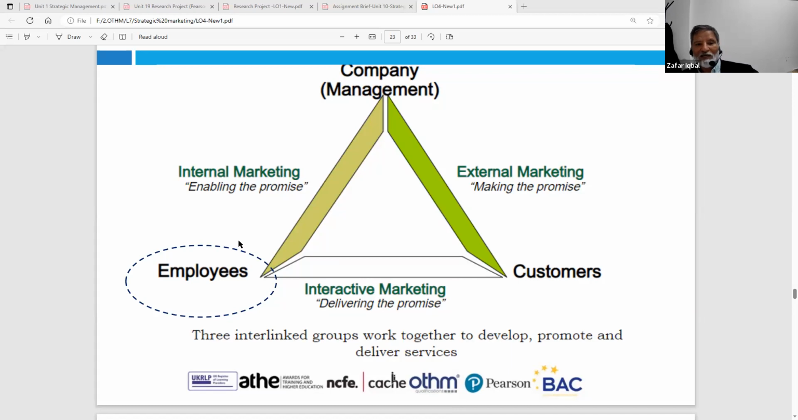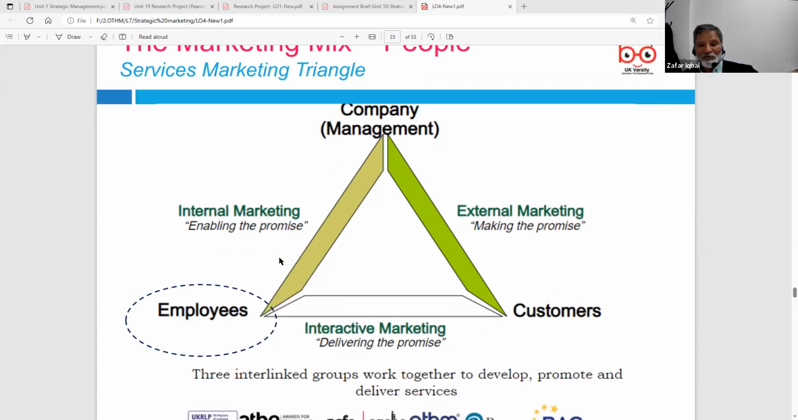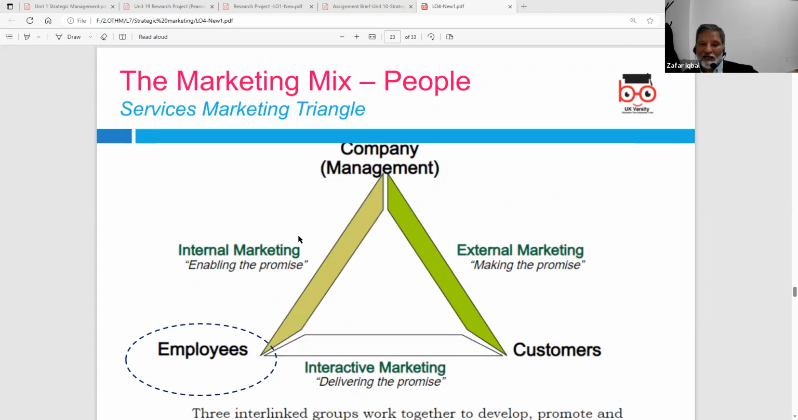So in other words, these three groups work together to develop, promote, and deliver the service of the organization. Okay, so it's very important that these are taken hand in hand. They are integrated together to create an image, to create a market, to create a marketing triangle.